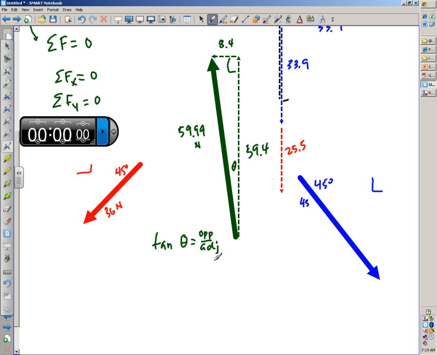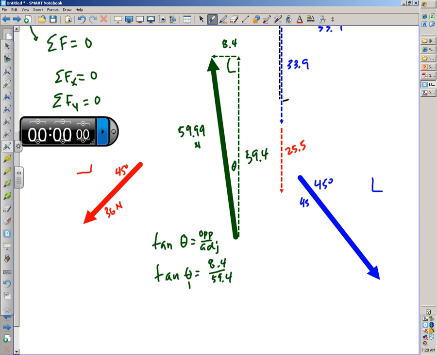I know a couple things in this formula. I know what the opposite side is of the triangle in relation to that angle. It's 8.4 newtons. And then I know the adjacent side. It's 59.4 newtons. So I'm going to plug those values in here. So tangent theta is equal to 8.4 over 59.4. You don't have to do this every time. I'm doing it because I'm showing you how to do it the first time.